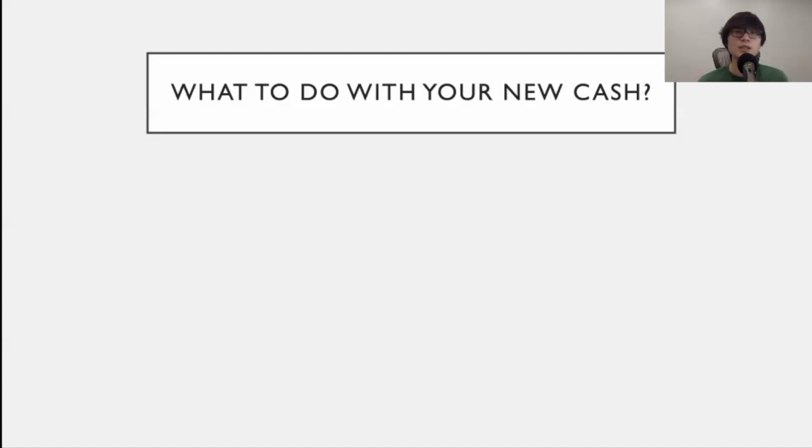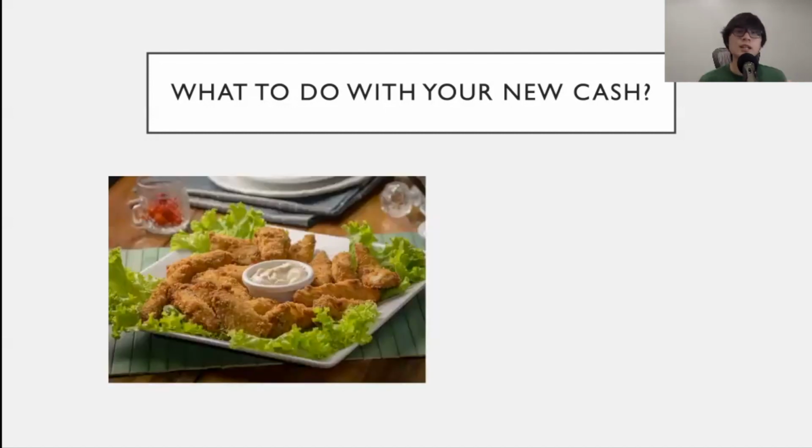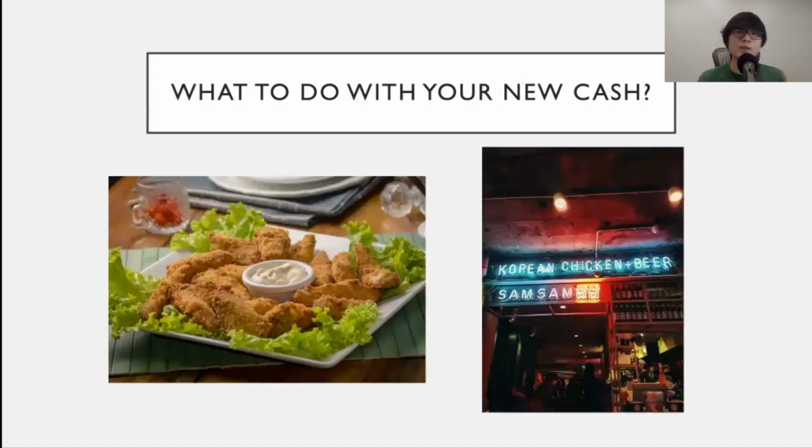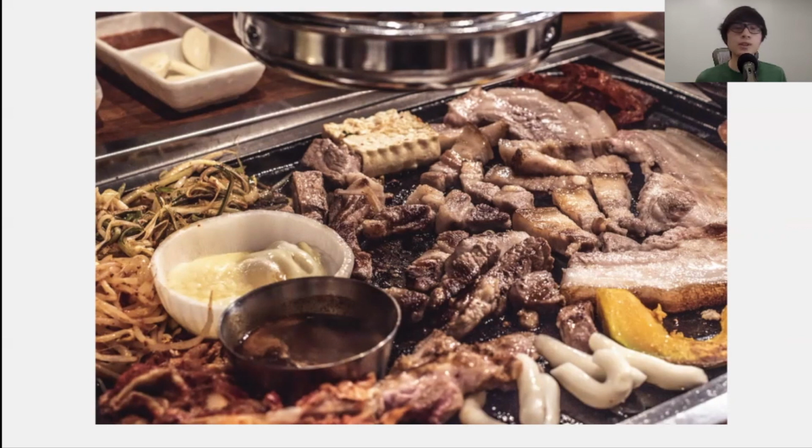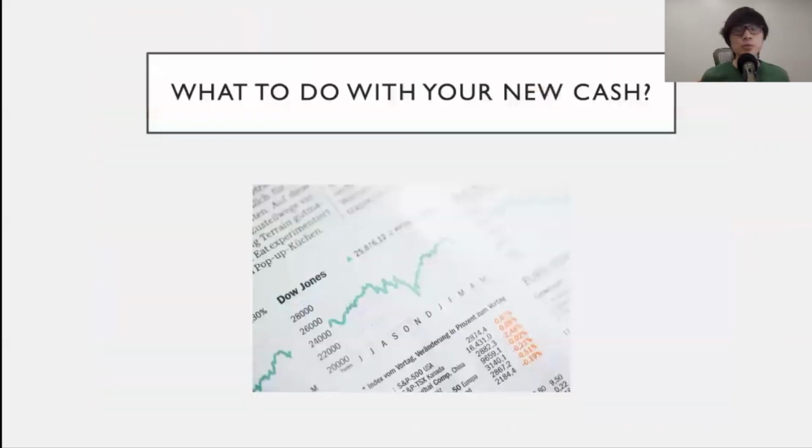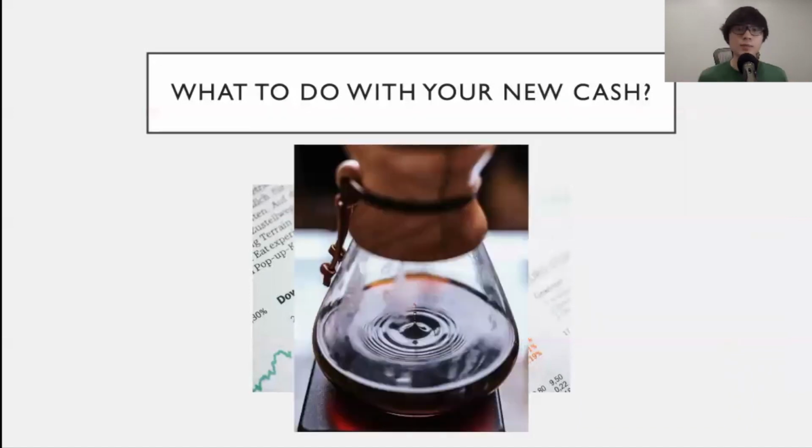Now, what do you do with that new cash though? Well, you can take it out and use it to buy some tendies, or if you're really fancy, maybe go for some Korean fried chicken, or if you're like me, maybe you want to do KBBQ all day, every day. Or you could just leave it in your brokerage account and decide, you know what, I'm going to pop it back into the stock market by buying a different stock. But there is another option, and that is letting it drip. Well, not really that kind of drip, but you know what I mean.